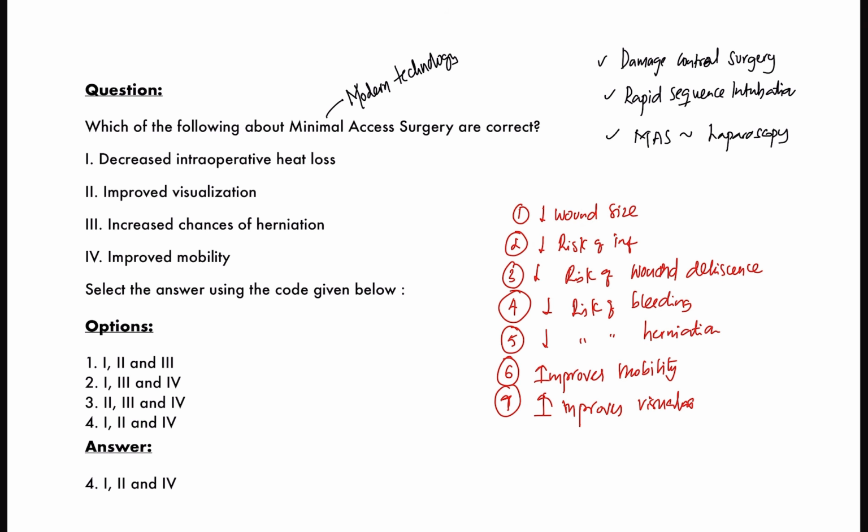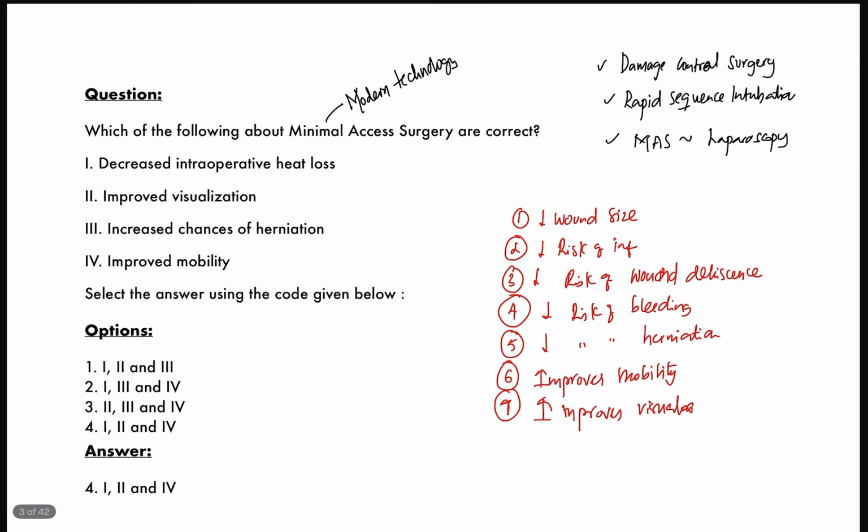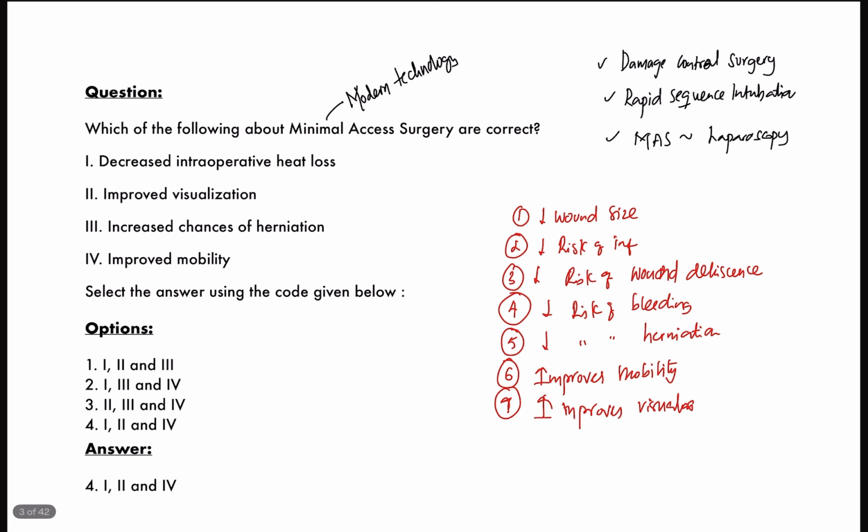Now coming back to the question, as you could see, which of the following about minimal access surgery are correct? Decreased intraoperative heat loss, improved visualization. So this is correct. Improved visualization. Increased chances of herniation, wrong. What does it do? It decreases chances of herniation. So option 3 is absolutely wrong. Now improved mobility, we already covered.